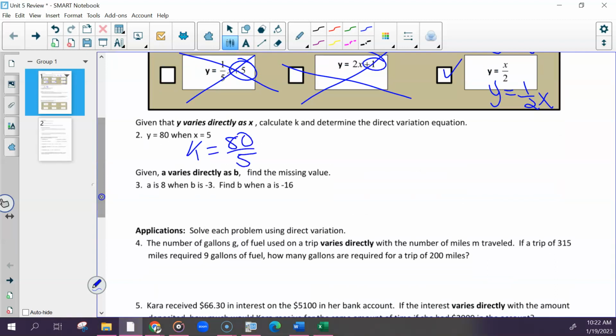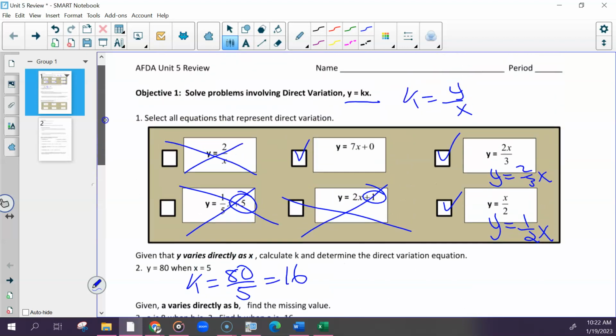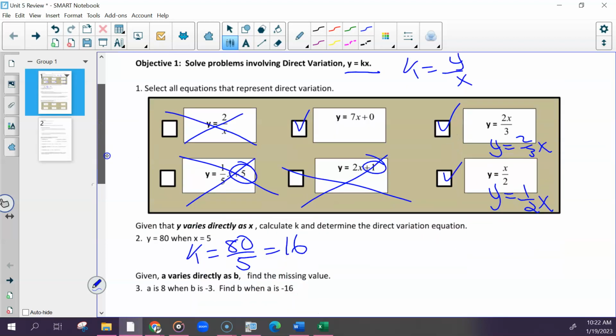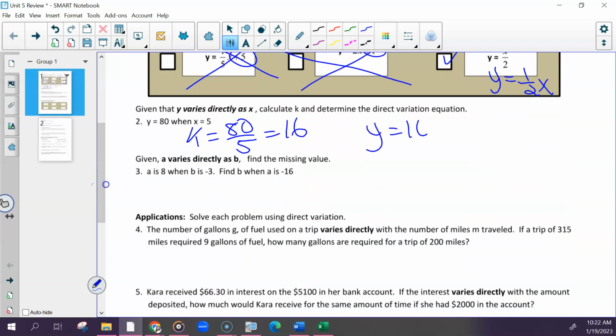I know there's not a whole lot of space on the review, so if you want an extra scrap sheet of paper, you can grab one. On the quiz, there'll be the same number of questions, but there'll be more space, so it'll look longer, there's just more space. Divide that, tell me what your k value is. 16. So since we know our k value, we can use that to write our equation. y equals 16x. Questions on 4 or 5?